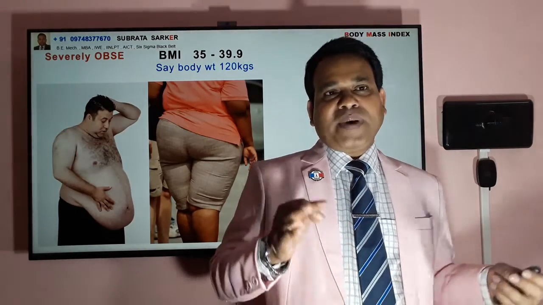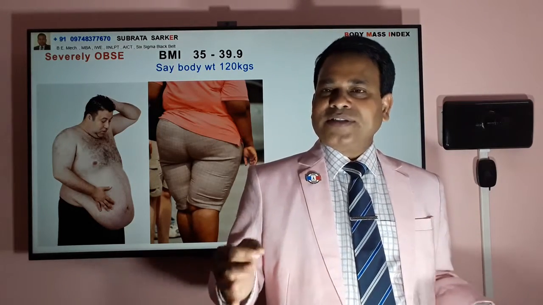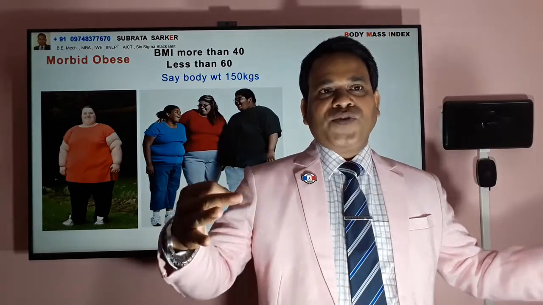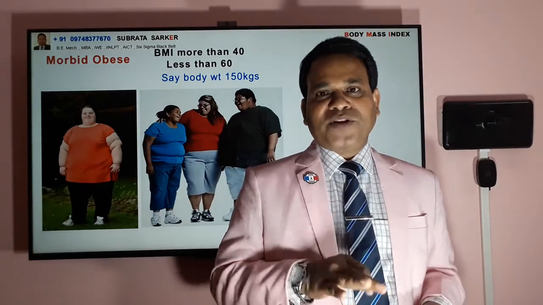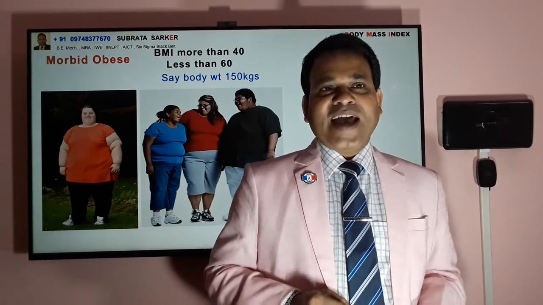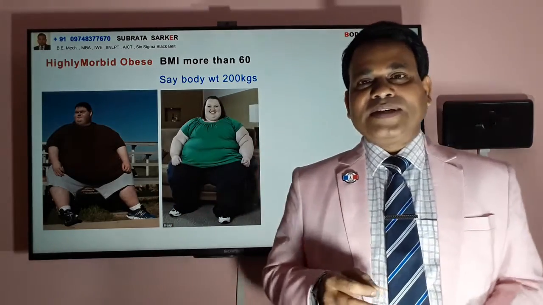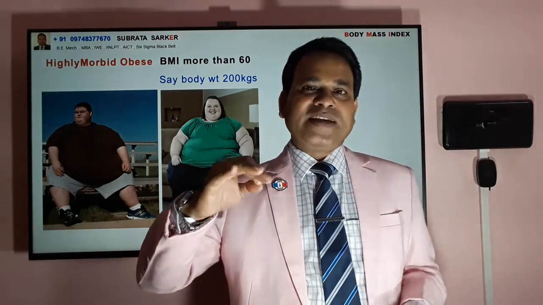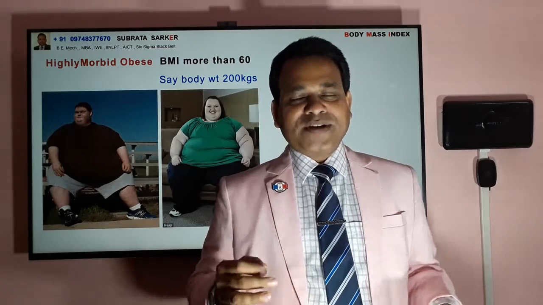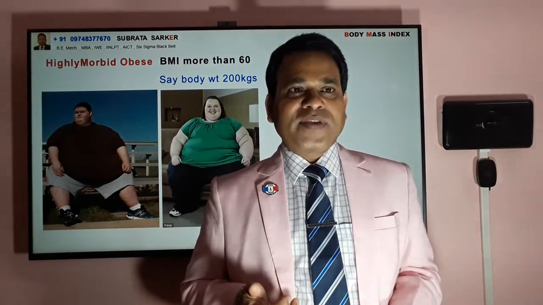If your body mass index is between 35 and 39.9, you are severely obese. If your body mass index is between 40 and 60, you are morbid obese. And if your body mass index is more than 60, you are highly morbid obese. Like a person with a height close to 6 feet and a weight of, say, 200 kg.